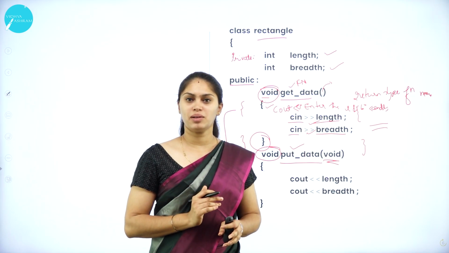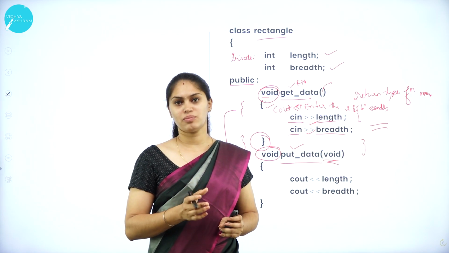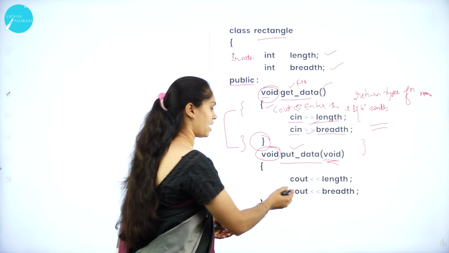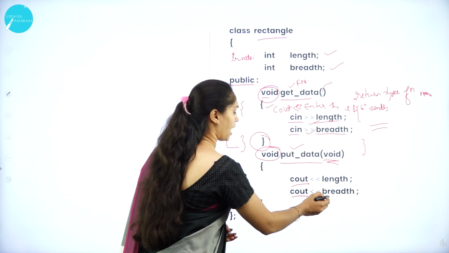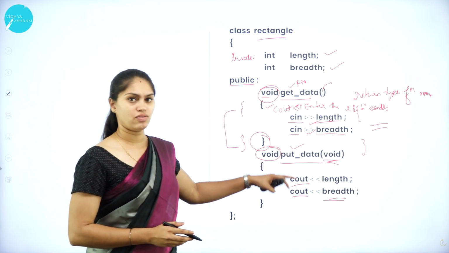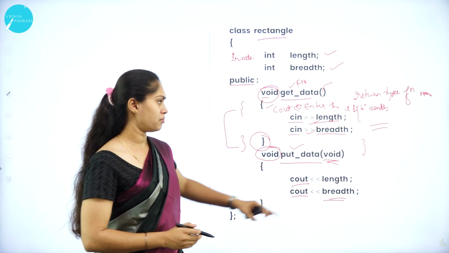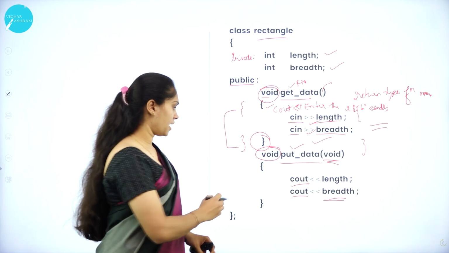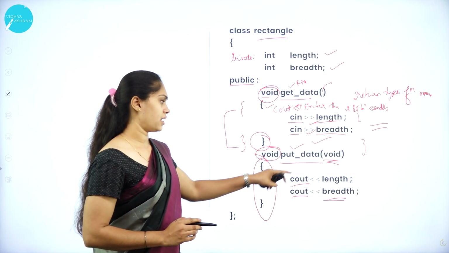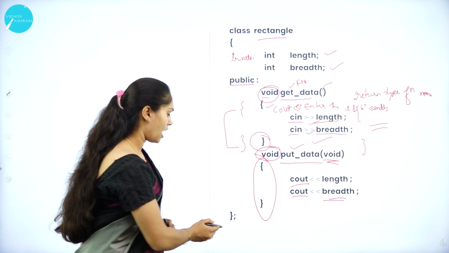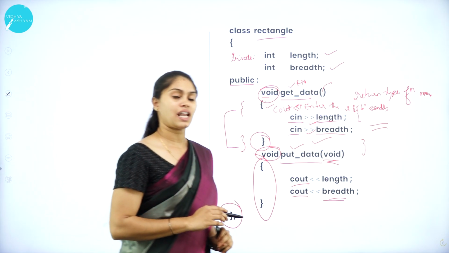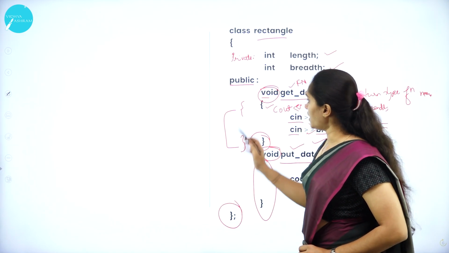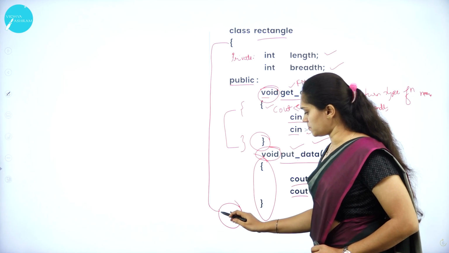But if I want to give some input to the program, at that time that needs to be in the cin statement. So here in the putdata function, I need to display the content, that is cout length and cout breadth. It is going to display the value of length and breadth which is already given in the getdata function. And this indicates the closing and opening of the particular member functions, that is putdata, and this indicates the closing of the class declaration or class definition. So the class definition or class scope will end here.